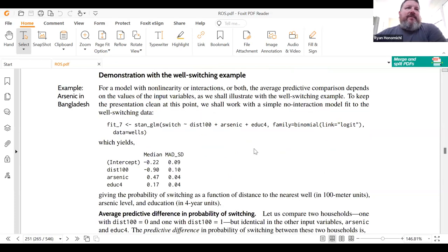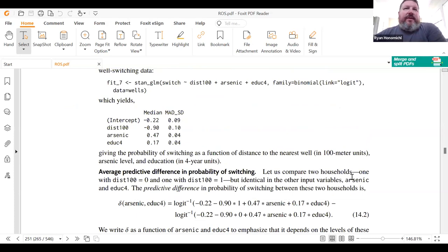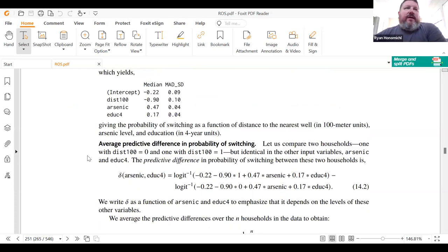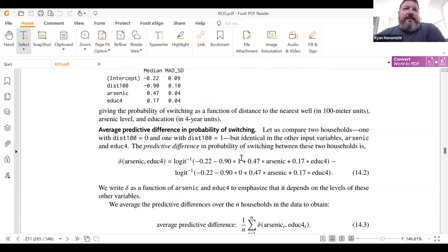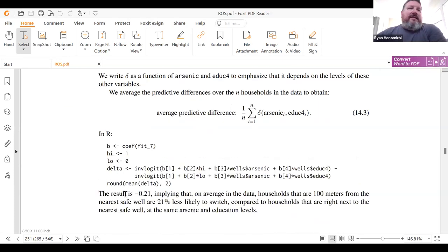In this case, we're talking about the switching thing again. If we were to compare two households, one where the distance is, I'm assuming, 100 meters versus not 100 meters or whatever. If we do all the math, we get negative 0.21, which implies that on average households that are 100 meters from the safest well are 21% less likely to switch. Yeah, I guess that's helpful. I don't know.